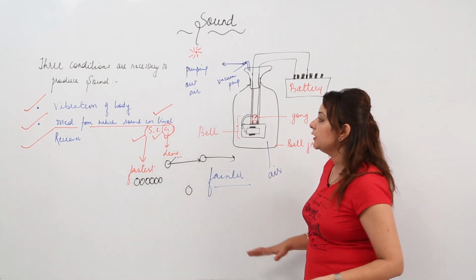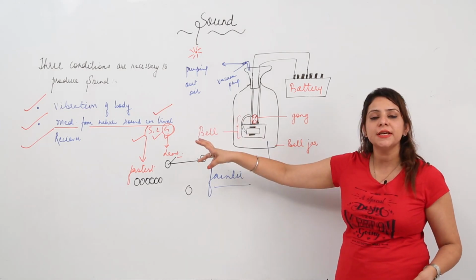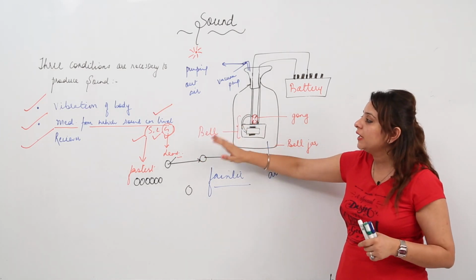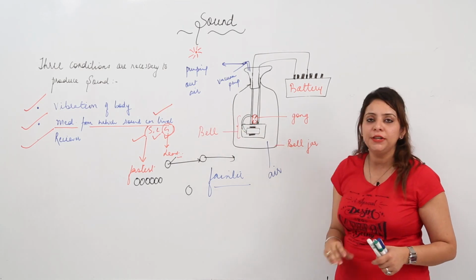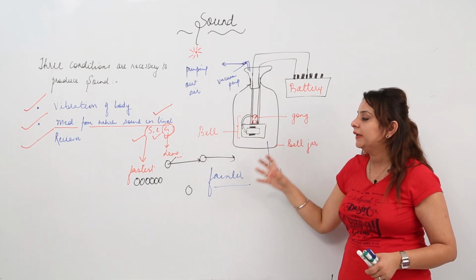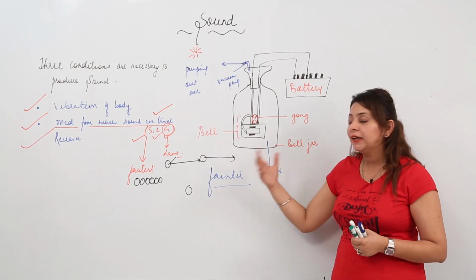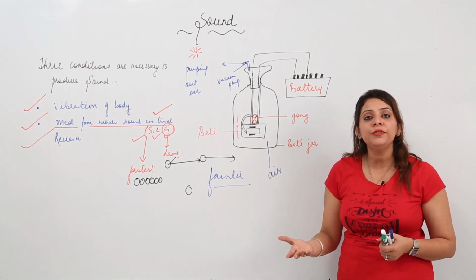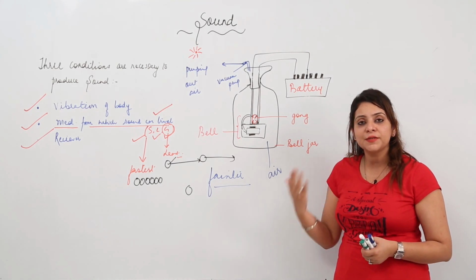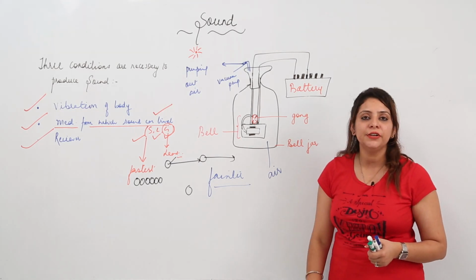So I think you understood what the three conditions necessary to produce sound are, how you can show that sound needs a medium to travel, and out of solid, liquid and gas, how the speed varies and what the reason behind it is. And if somebody asks you for a practical activity to prove that sound travels faster in solid, you can give that example of the railway track, right.